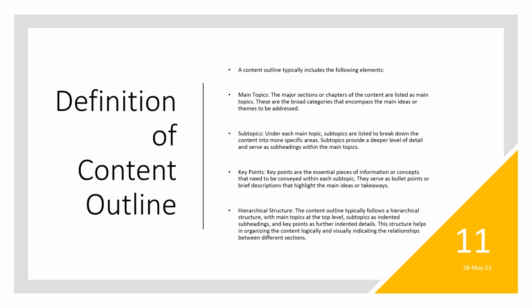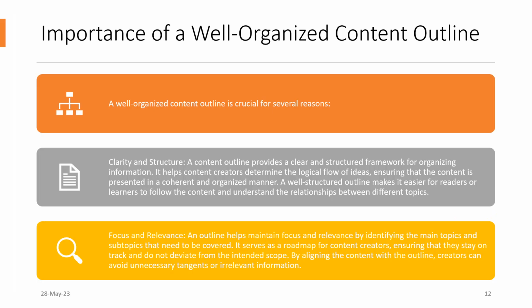Besides the definition, a content outline typically includes the following elements. We have the main topics, and then we have subtopics, and besides that, we also need to have key points and a hierarchy of structure. Why is it important to have a well-organized content outline? So these are the reasons.